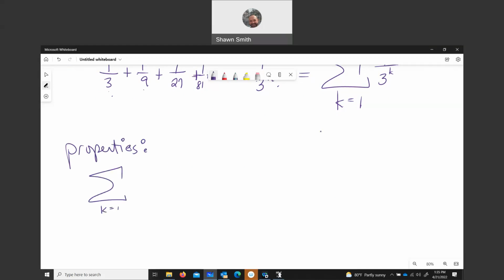Summation as k goes from 1 to n of c times a sub k, where c is a real number. It's like a coefficient in front, like 5 times something. This c can come out. Basically, it's a constant, a common factor in every one of these terms, right? So this is c times a sub 1 plus c times a sub 2 plus c times a sub 3 all the way down to c times a sub n, right?